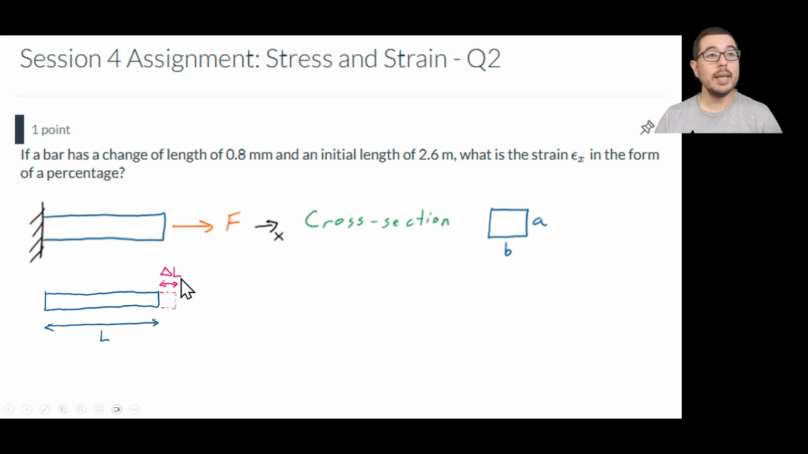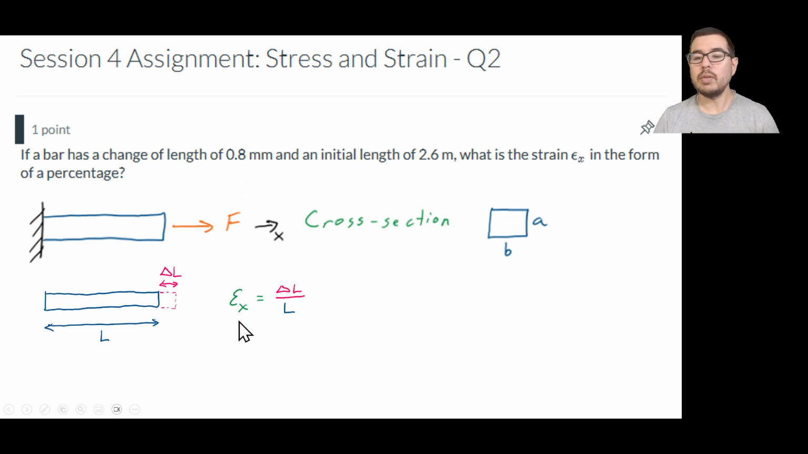to have a delta L. One thing to note, we've been given the change of length of 0.8 millimeters, and I wasn't very specific in terms of whether this is a positive or negative delta L, but we're going to go ahead and say that it is positive to the right, and so it's expanding. And if you were given, say, a final length and an initial length, it would be that final length minus the initial length to come up with a delta L.